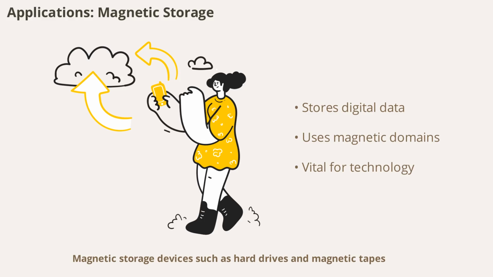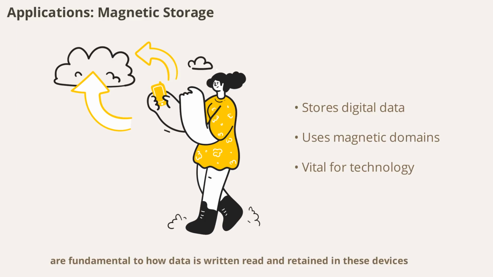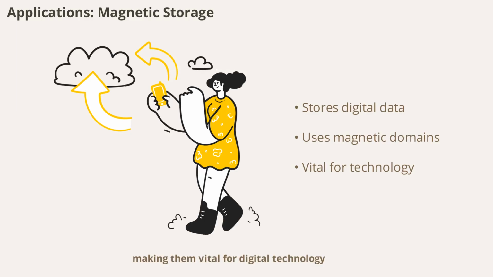Magnetic storage devices, such as hard drives and magnetic tapes, use the orientation of magnetic domains to store information. The principles of magnetism and moving charges are fundamental to how data is written, read, and retained in these devices, making them vital for digital technology.